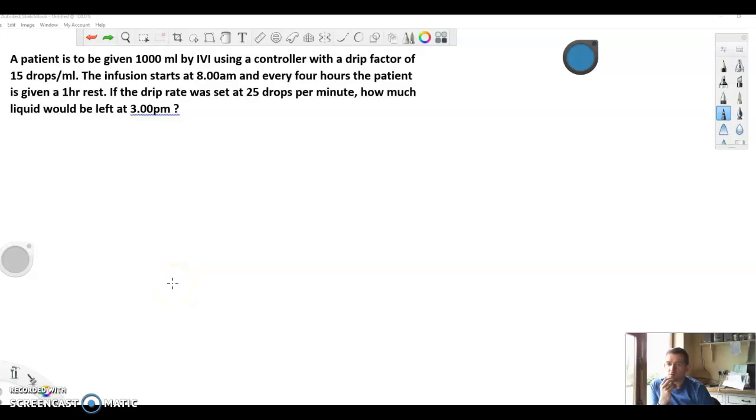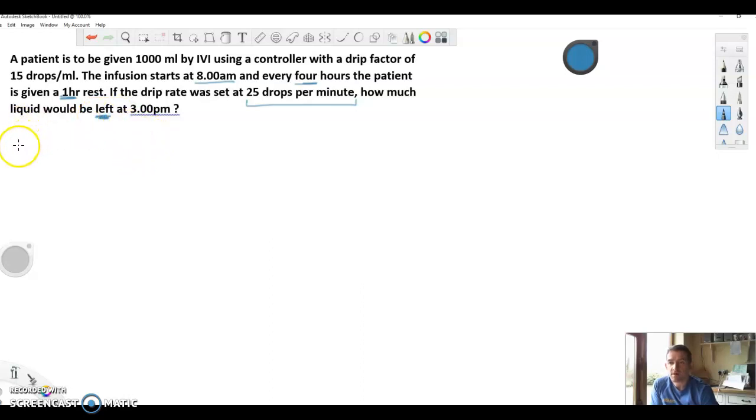Patient is to be given 1000 mils by IVI using a controller with a drip factor of 15 drops per mil. That's our drip factor. The infusion starts at 8 AM and every 4 hours the patient is given a 1 hour rest. If the drip rate was set at 15 drops per minute, how much liquid would be left at 3 PM?